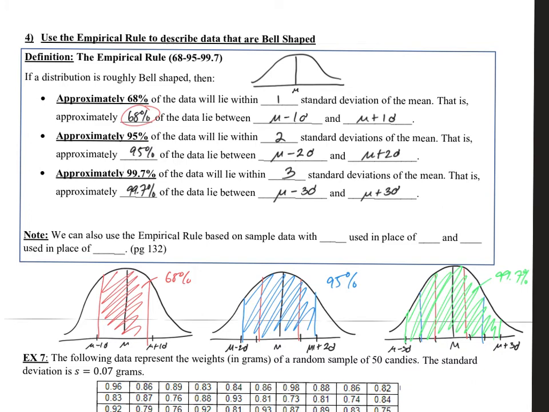Okay. So note, we can also use the empirical rule based on sample data with x bar, the sample mean, used in place of mu, and with s used in place of the standard deviation sigma. So you can do this with both population values and sample values.